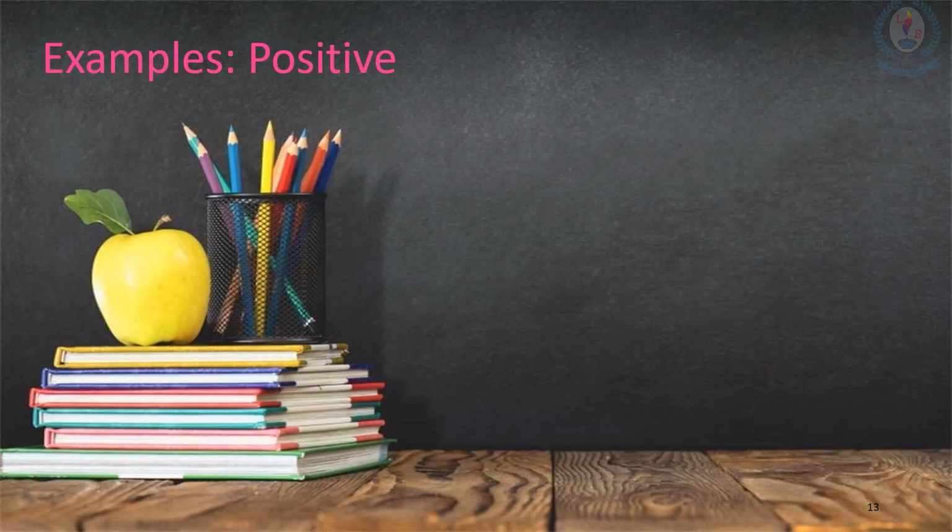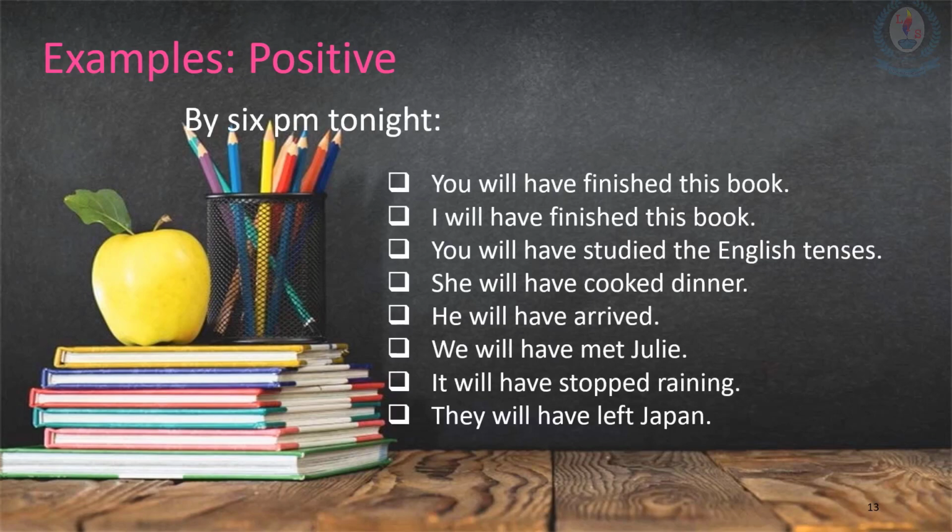Examples for positive. Look at this, children. By 6 p.m. tonight, these are the sentences. You will have finished this book. I will have finished this book. You will have studied the English tenses. She will have cooked dinner. He will have arrived. We will have met Julie. It will have stopped raining. They will have left Japan. Study these sentences.